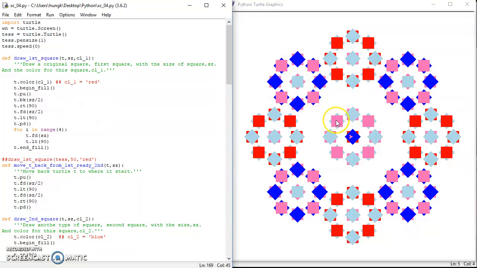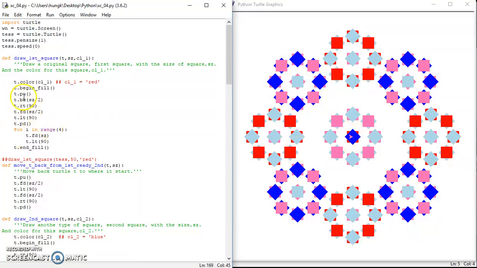It's like the hot pink one, like this right here. And then the code is just like this. Draw the original square. We're thinking of this one as the first square, with the size SY and the color is CL1. To remember, CL1 is equal to red. So we can see the first one I draw, the red one, is here on the bottom. It's a red square.